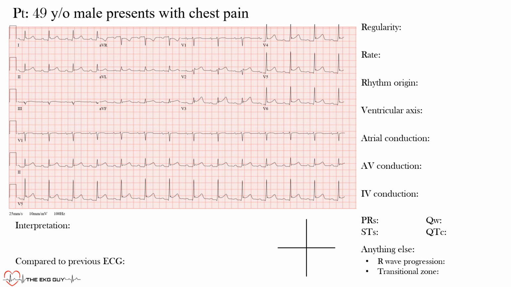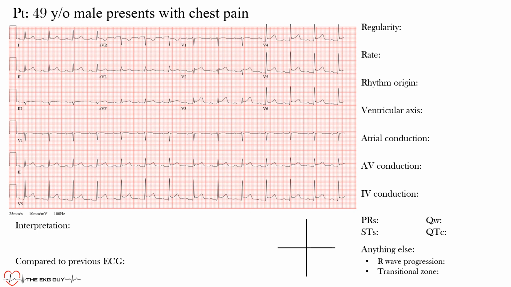All right, so again, we have our 49-year-old gentleman coming in with chest pain, this EKG. The first thing we tend to do is find the regularity. This is the approach I use, and over the years it has held up well. In other words, we want to make sure that the intervals between different complexes are the same throughout. So what do I mean by that?